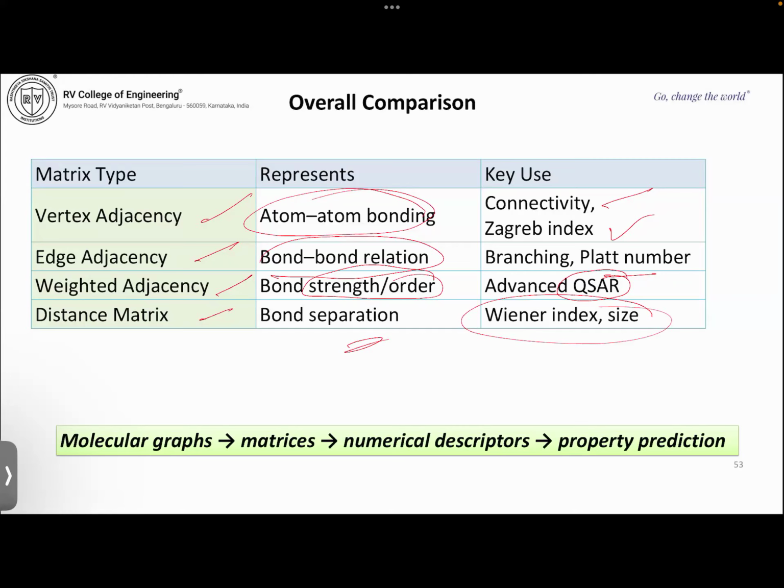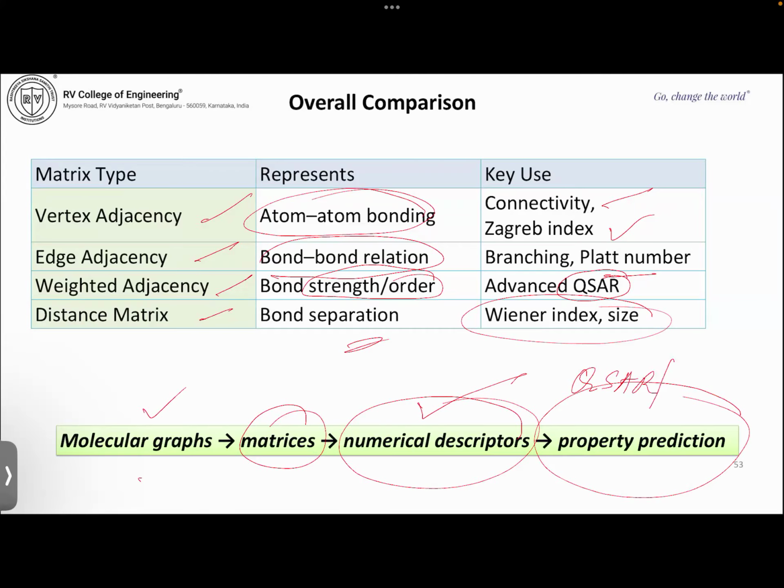So overall, the molecular graphs, first we understood in the previous video molecular interactions. From that molecular graphs to matrices. And then in the next video, I'll be discussing about the numerical descriptor, and the last video will be discussing the QSAR and QSPR. That is property predictors.